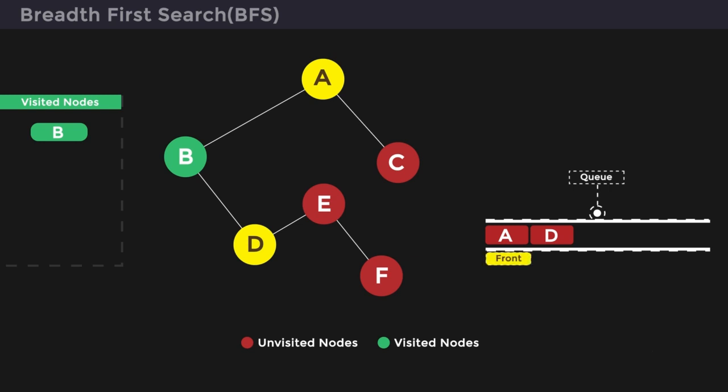It means when we're going to process nodes, we must start from the one that is at the front of the list, which is A here. Mark node A as visited and put its adjacent nodes into the queue. Node A will be placed into the visited list. C is the only adjacent node to A.